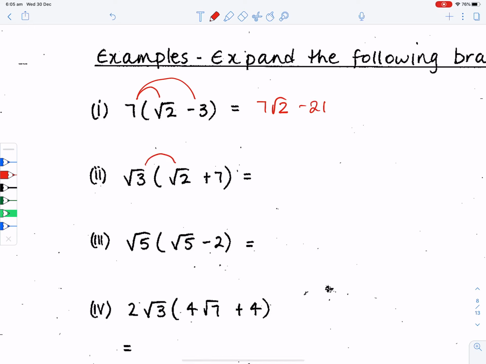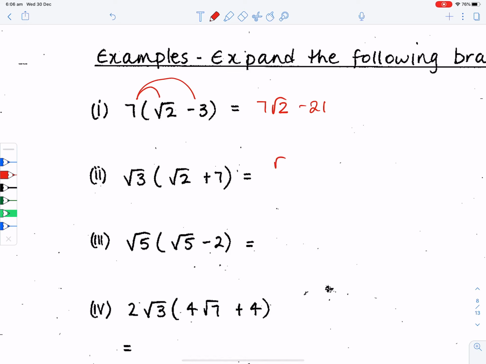Root 3 times root 2 is root 6 and you stop. And root 3 times 7 is 7 root 3. Okay, let me do that one for you again, just so you can see here, please.